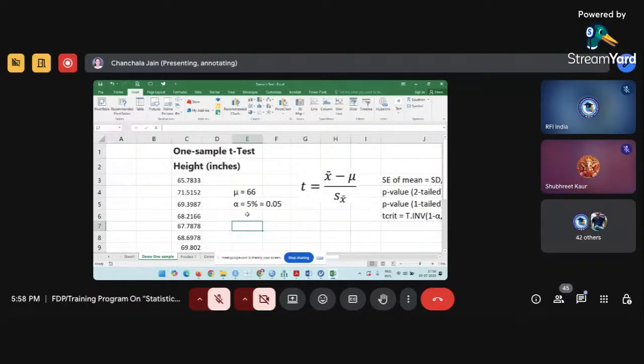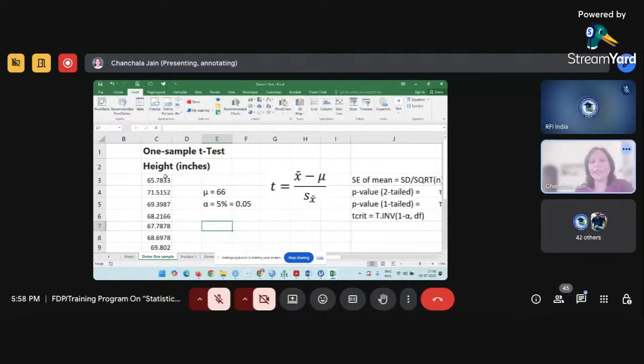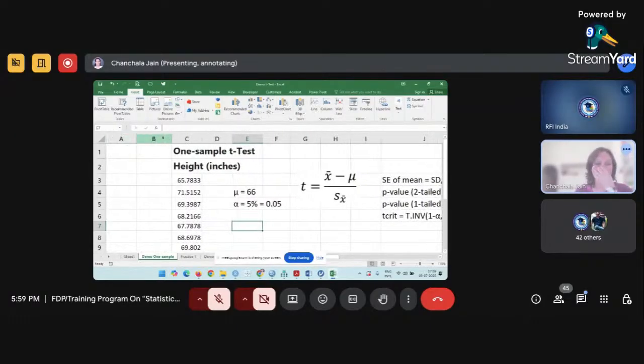Yes. So you can see in the sheet I have provided you the data. The data is of height in inches mentioned in column A, or maybe C. In my case it is C, because I have inserted some new columns here, so it is shifted from A to C. Apart from that, I have mentioned one more thing: mu is 66. Mu is the population mean. Alpha is 5%, that is 0.05. This is the level of significance. So I want to compare the mean height of the sample and the population.